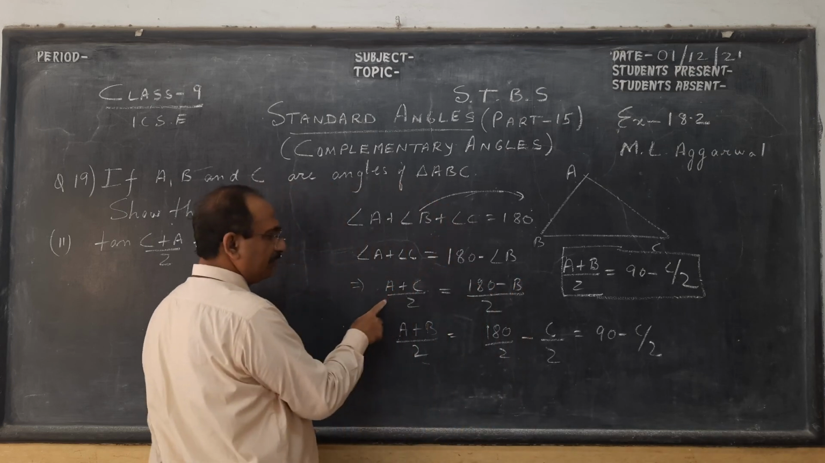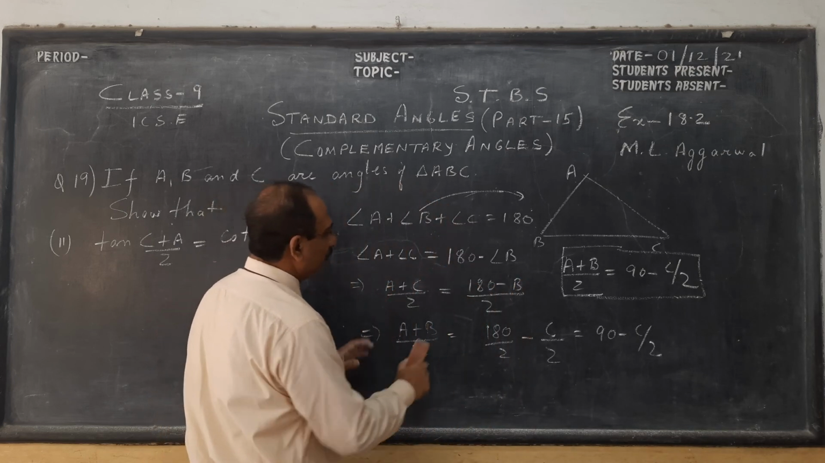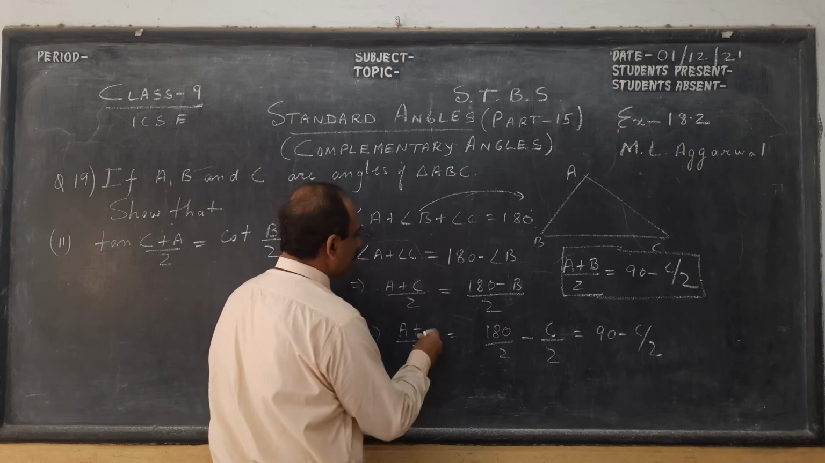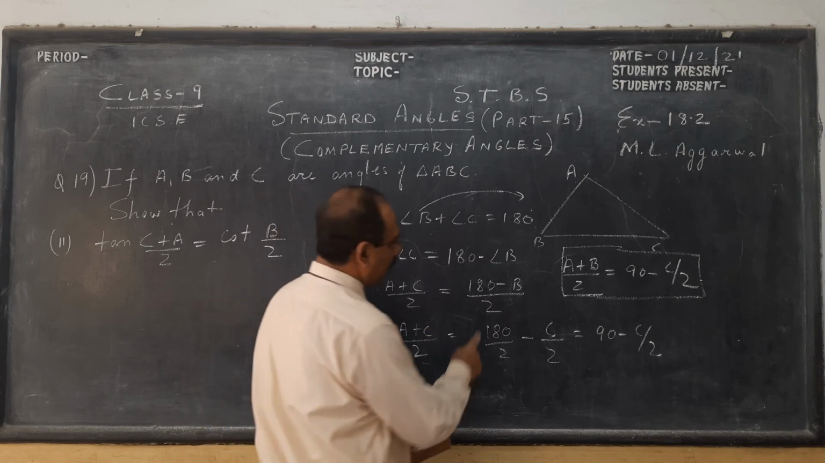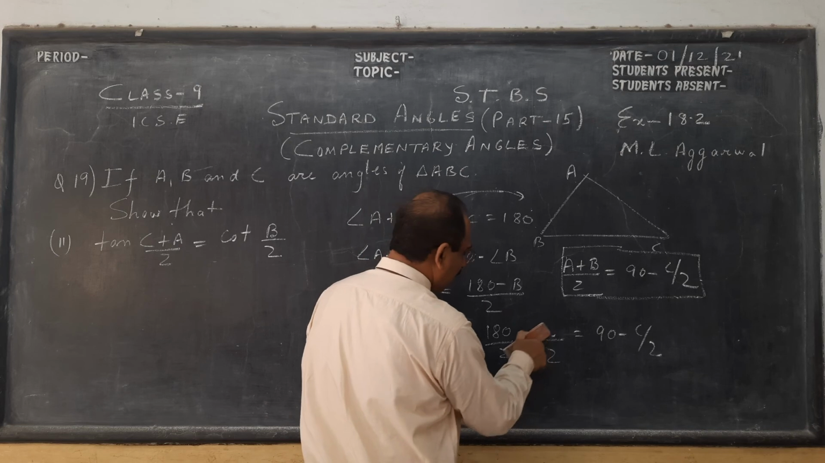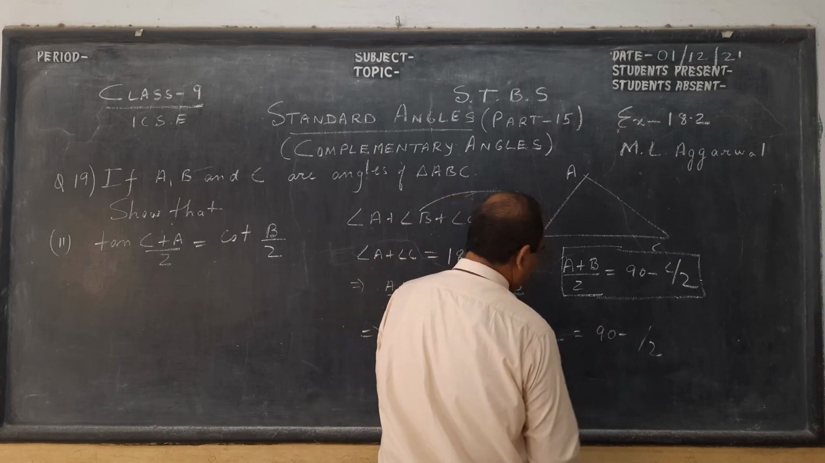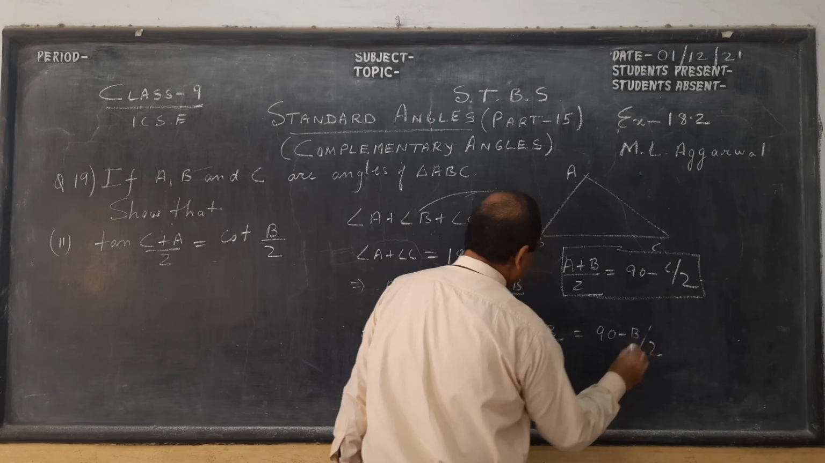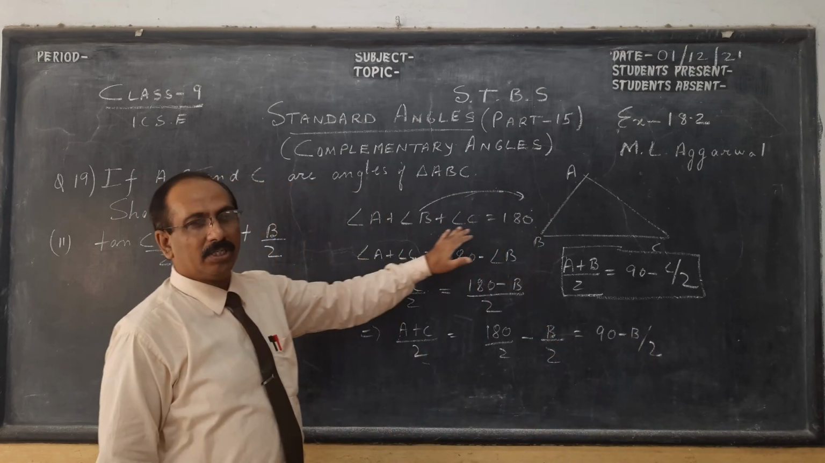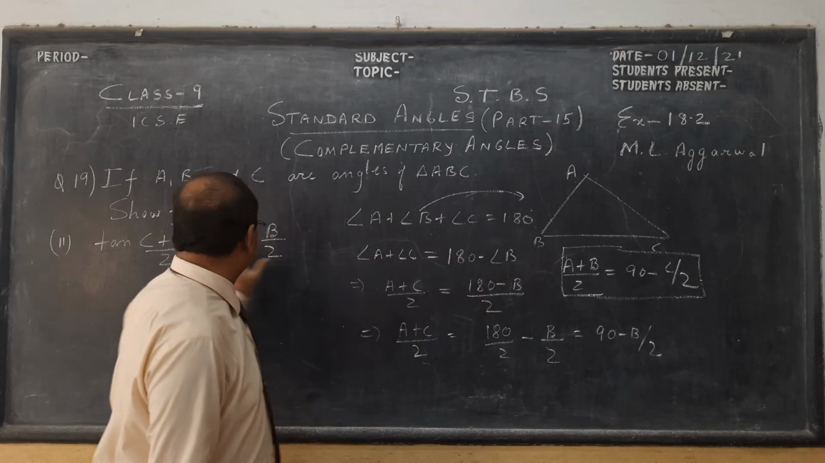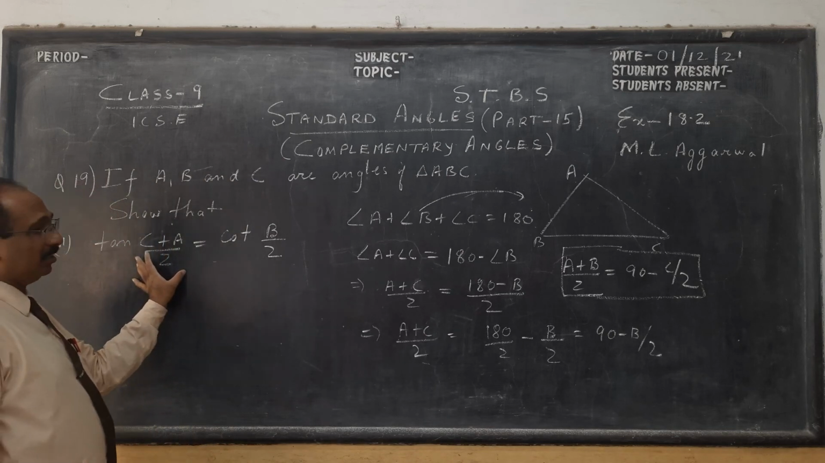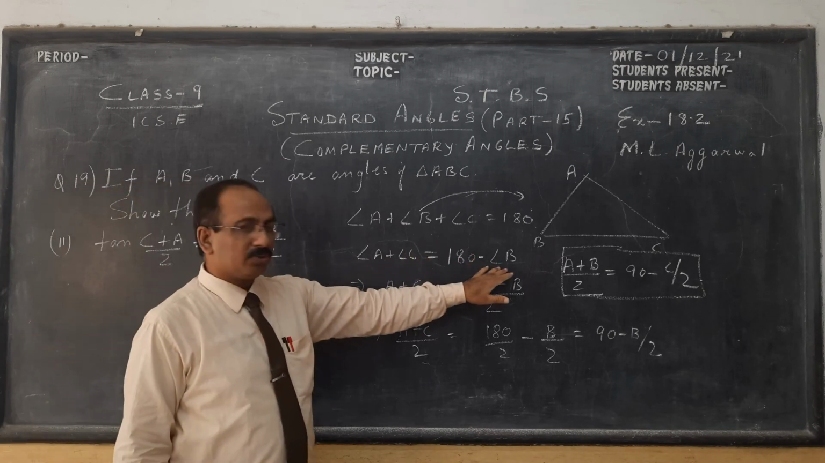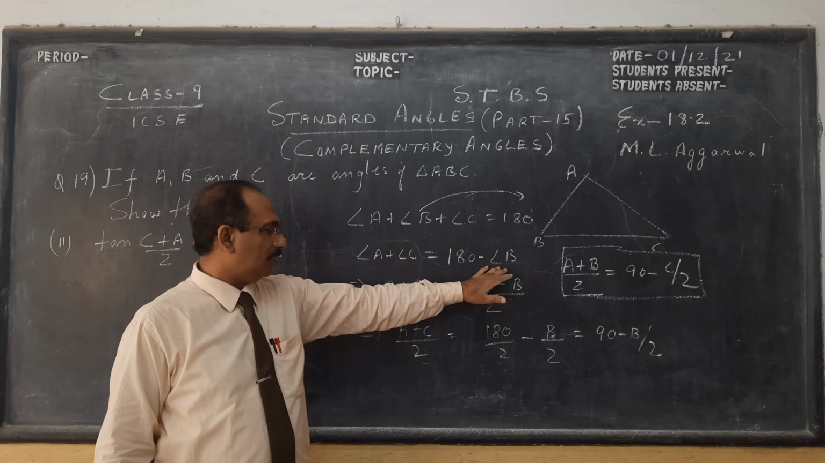A plus C, we divide by 2 in the same way. So what will I get, children? A plus C by 2 is 180 divided by 2, and B by 2. So once more: A plus B plus C is 180 degrees. Since it is A plus C, children, I keep A and C, and B is transposed to the other side.